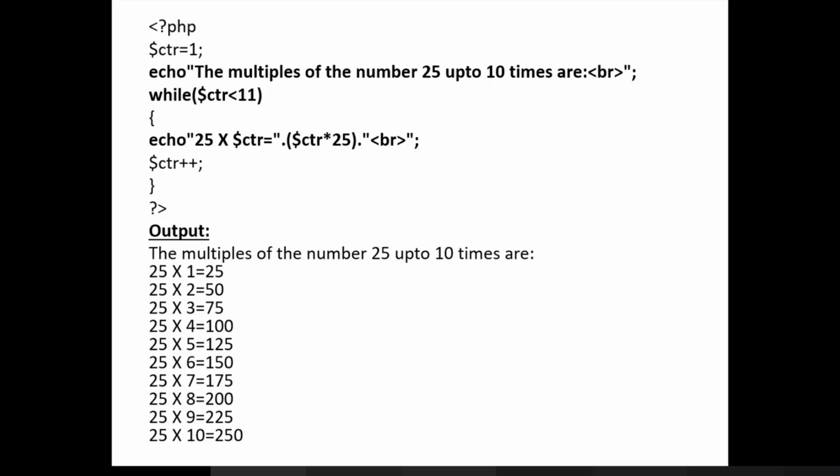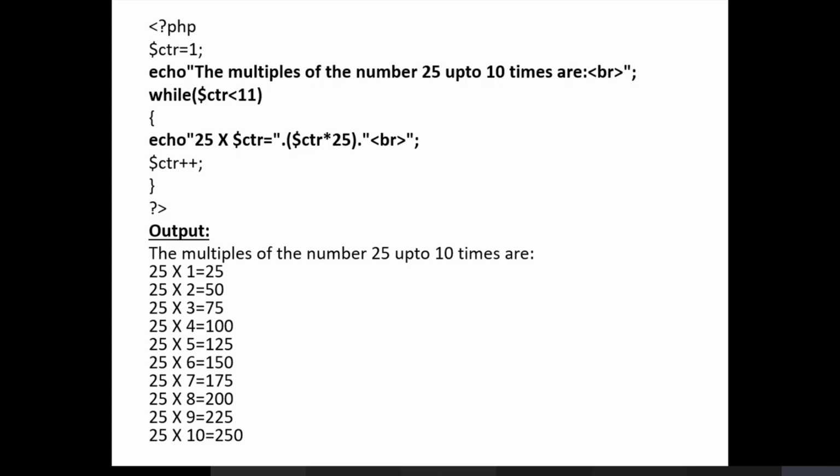So echo, we are displaying it in the multiplication table format. So 25 multiplied by CTR, where the CTR value will keep on incrementing, equals CTR multiplied by 25. If the value of CTR is 1, the output will be printed as 25 multiplied by 1 equals 25. If the CTR value is 2, then it will be printed as 25 multiplied by 2 equals 50. And then so on.